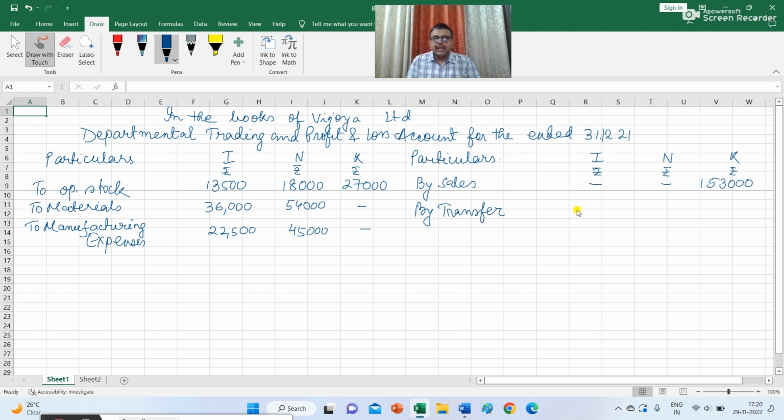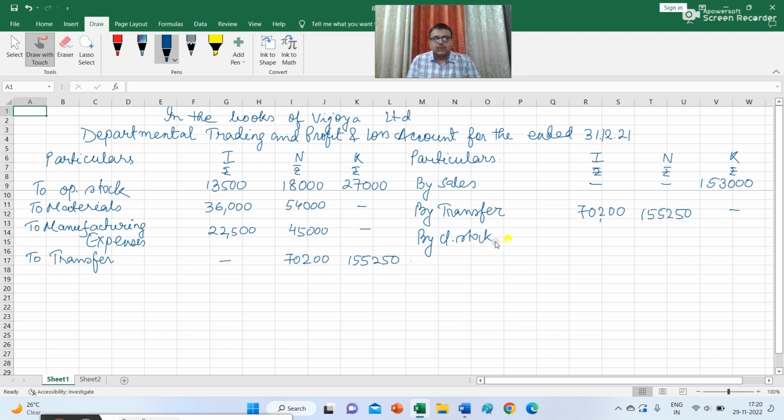In Department I, I have to write 70,200. This is the value of goods transferred by Department I to Department N, and 1,55,250 is the value of goods transferred from Department N to Department K. So on the debit side, we have to record it as "To transfer". In Department N, I have to write 70,200, and in Department K, I have to write 1,55,250. And the last item on the credit side is the closing stock.